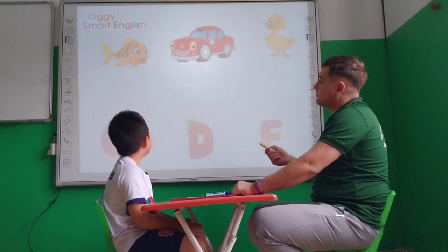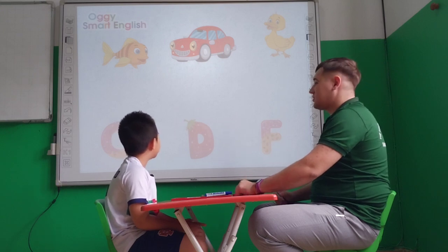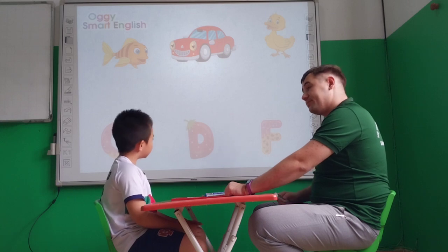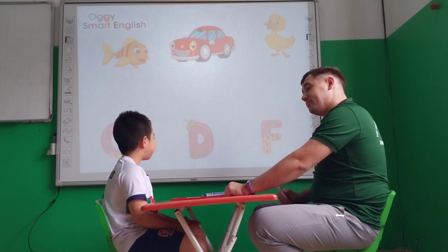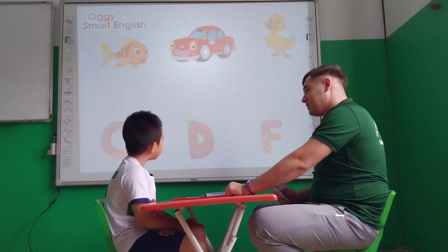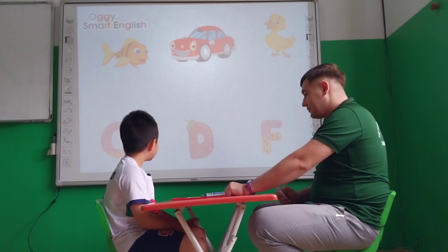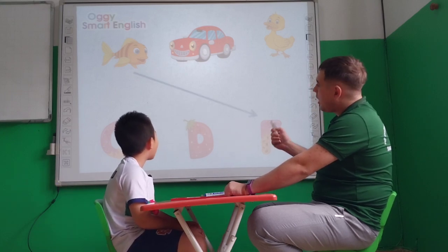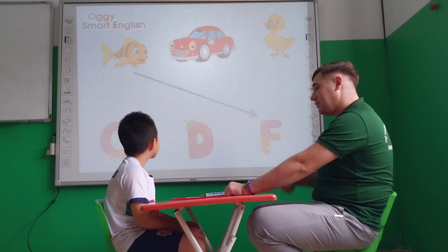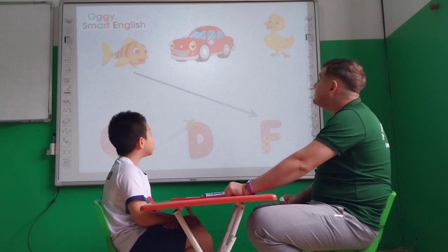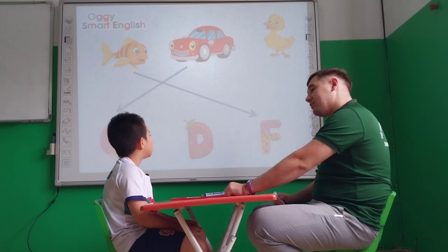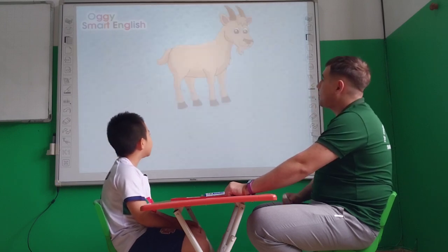What is it? Fish. What does fish start with? Letter? C, D or F? F. Letter F. What is it called? Car. What does the car start with? C. What about this? Duck. And the letter for the duck? D. Letter D. Very nice.